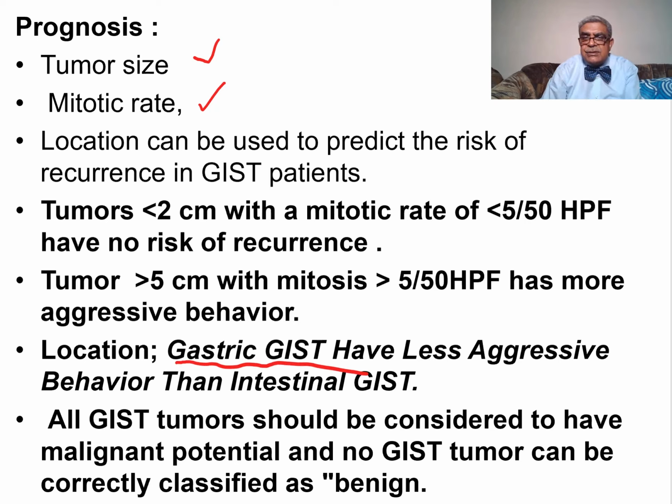Gastric GISTs are less aggressive than the intestinal ones. This can be a viva question. Gastric GISTs are less aggressive as compared to intestinal GISTs. So all GIST should be considered potentially malignant, that is, they have the tendency to undergo malignancy. So no GIST should be classified as benign.